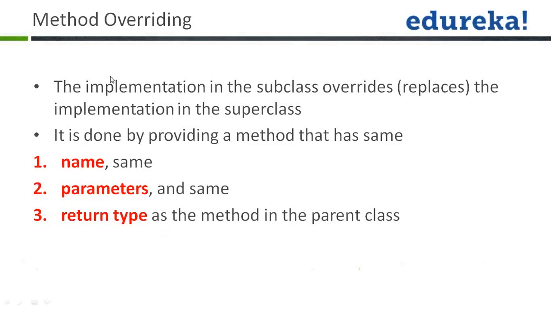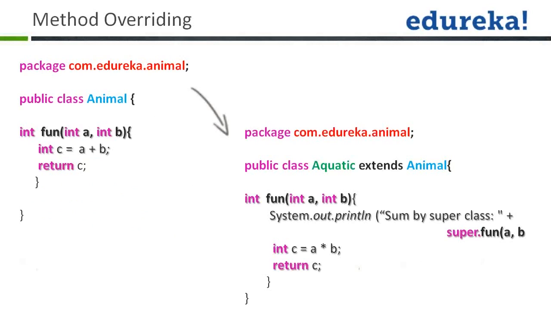Okay. So it is done by providing a method that has the same name. The name of the method remains same in overriding. Parameters are also same, as well as the return type as the method in the parent class. Okay, return type, parameter and name, each and everything has to be same. That means the signature of the method will be same in overriding. Okay, only the functionality within the method will change.